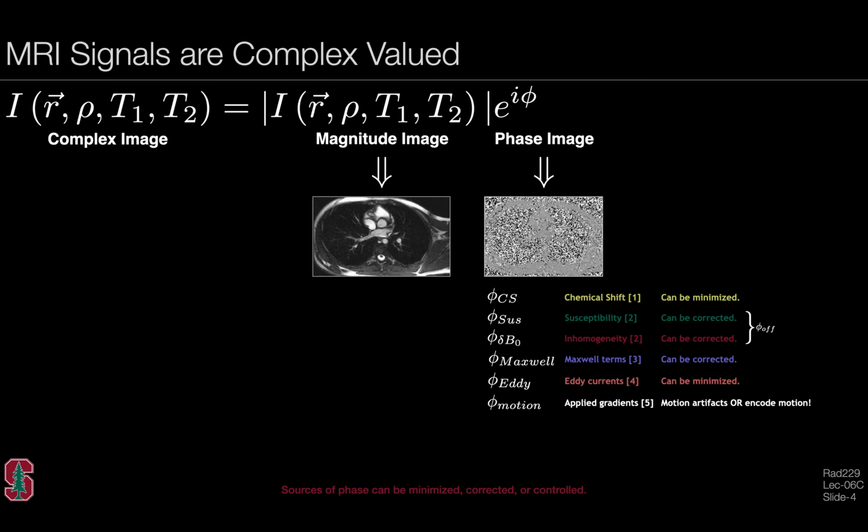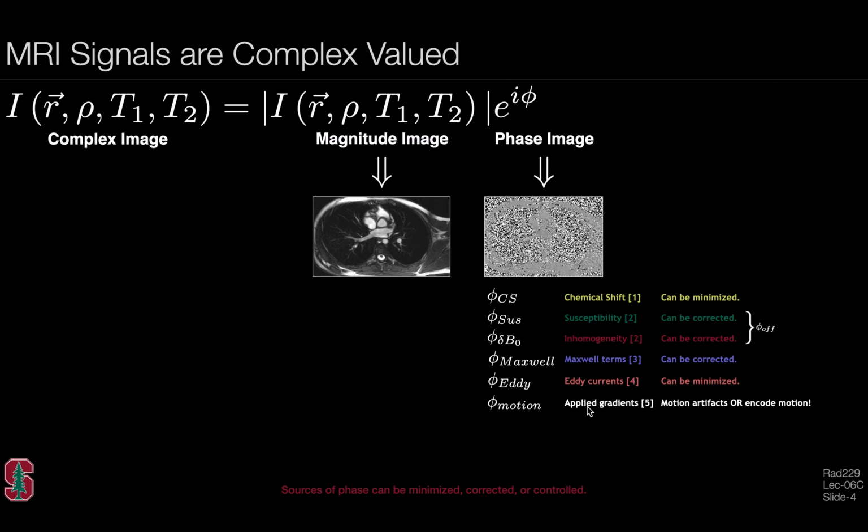And we discussed these in the previous lecture. Things like chemical shift, susceptibility, and inhomogeneity can be corrected for or minimized in various ways. We also learned about Maxwell terms that can be corrected for analytically, and then eddy currents, which are a little bit trickier and can be minimized but are still present. We'll talk some about the impact of eddy currents on flow compensated measurements and flow sensitive measurements in this lecture.